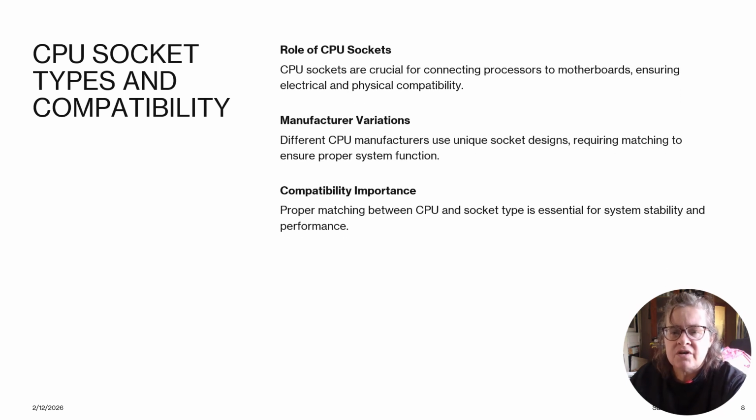CPU sockets determine what processors a motherboard supports. Different manufacturers and architectures use various socket types, so matching the CPU and socket is essential for system compatibility. So if you're buying a motherboard on its own, you want to make sure that it's capable of taking a CPU that you want.